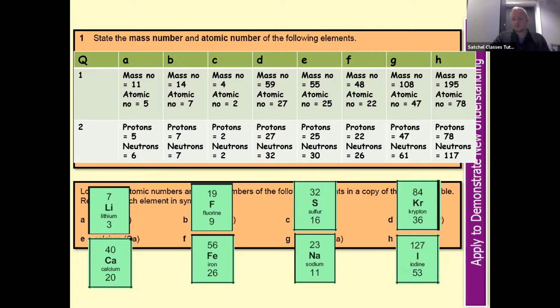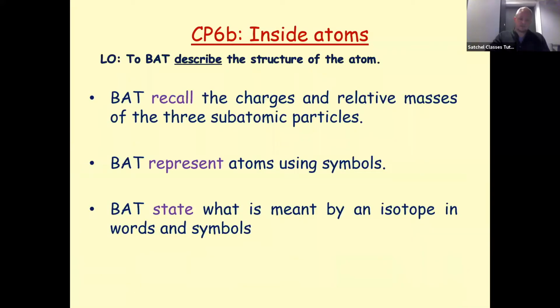127 53 I. You have to be able to use the periodic table. You get given one at the end of every chemistry exam, but any information that you need from the periodic table is not at the end of your physics paper. It will be within the question. So if you're asked something about this, be aware that there will be symbols on the page for you to use. Okay, that's representing atoms using symbols.